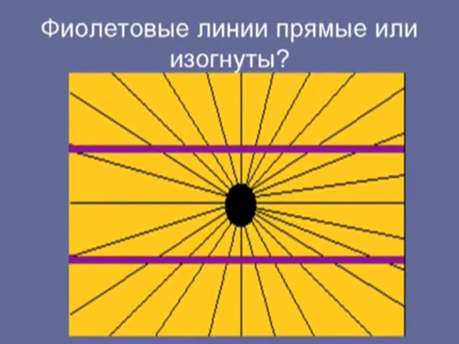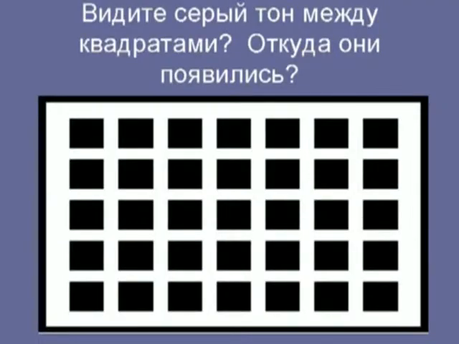Are the purple lines straight? Or bent? Straight. They are smart by this time. Yeah, they've got it all down. Do you see the gray areas between the squares? And where did they come from?